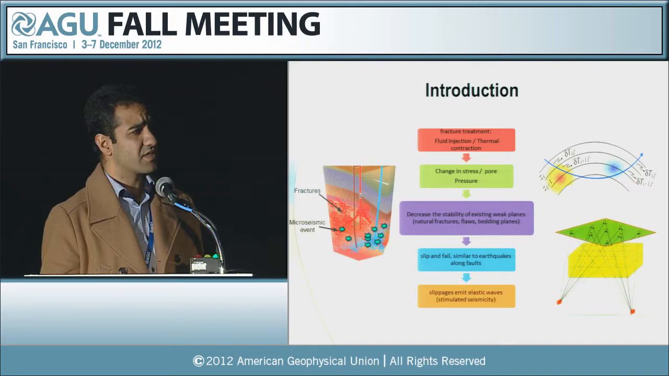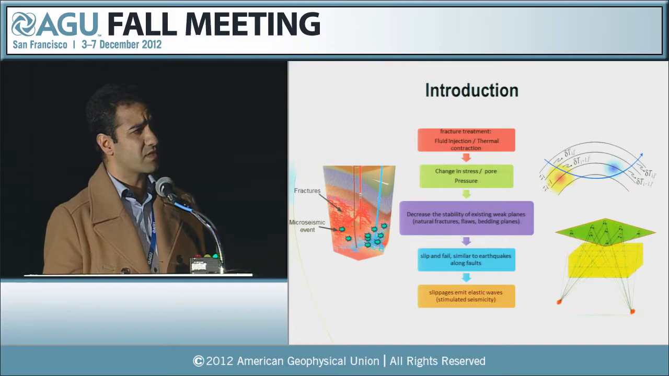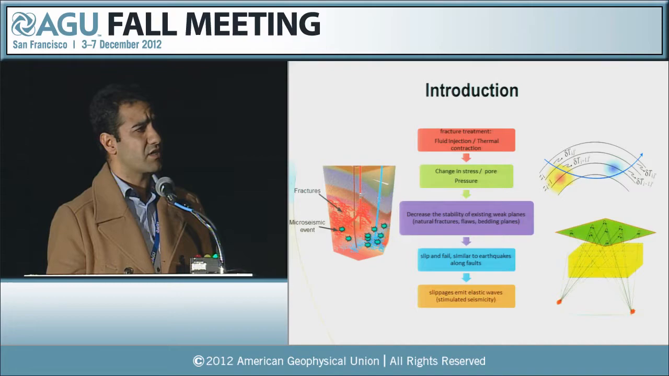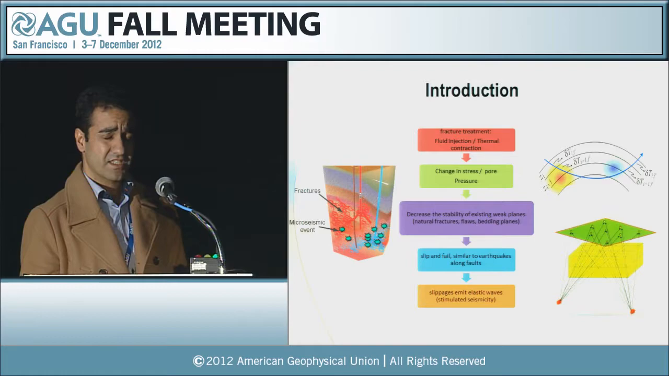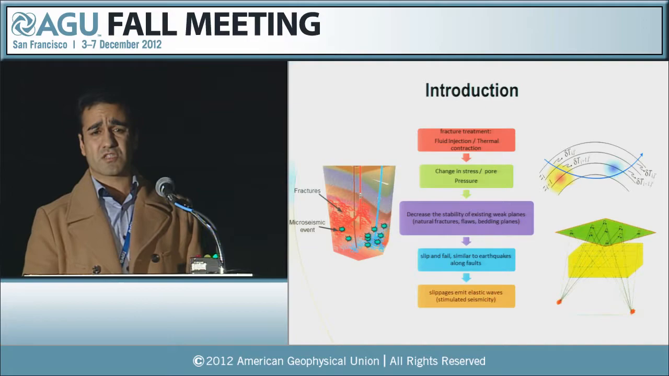We see seismic waves from this kind of creation of fractures, like an earthquake. We can detect them as microseismic data. Most of the studies that we have seen in microseismic data mostly use location to characterize these kinds of events.